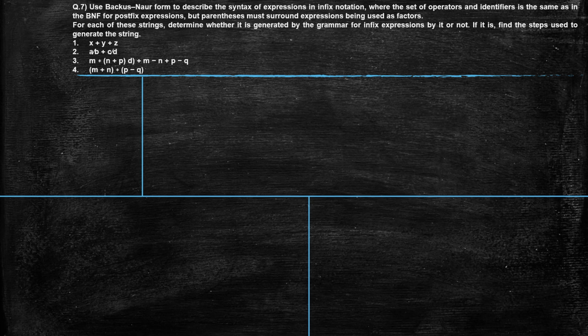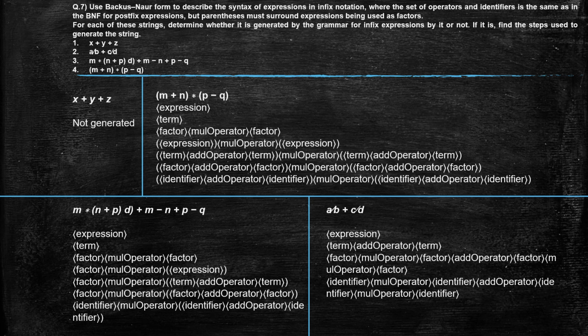The strings are: x plus y plus z, ab plus cd, m into n plus p, t plus m minus n plus p minus q, m plus n into p minus q. This is the solution for the strings. The first one is x plus y plus z, which is not generated.